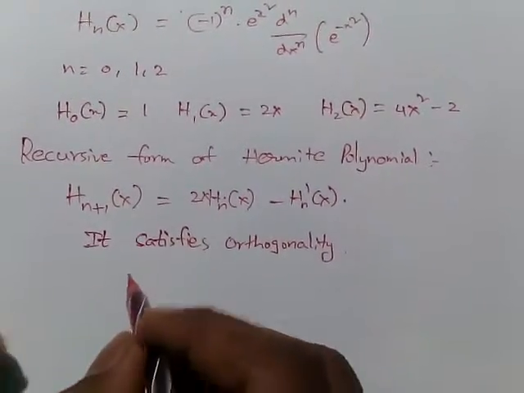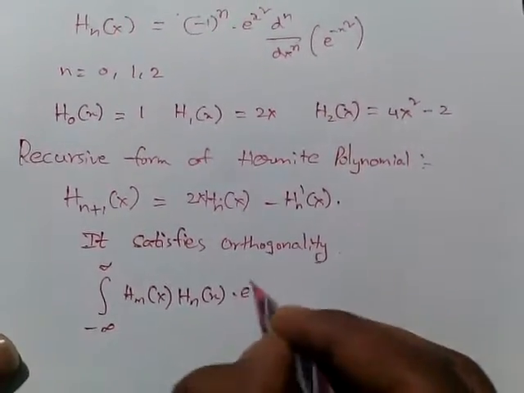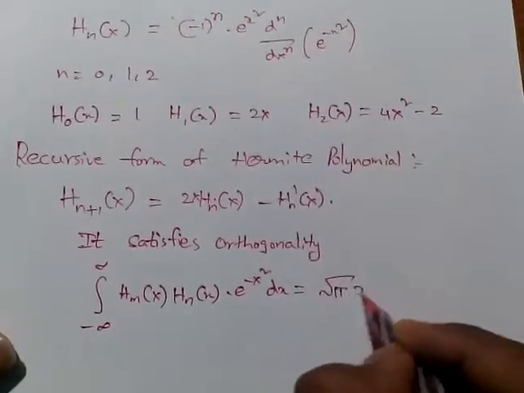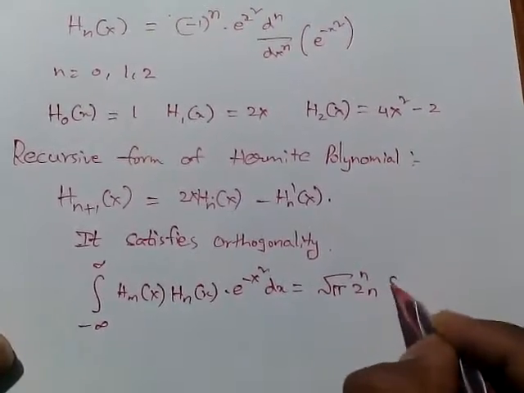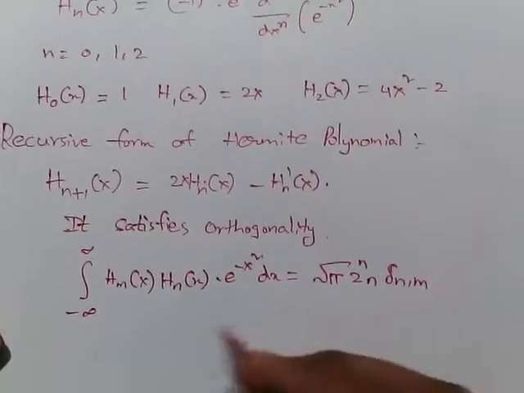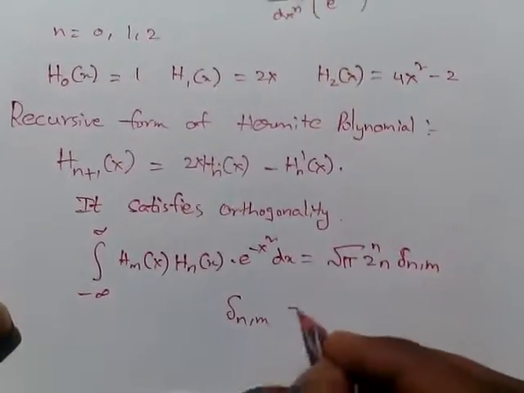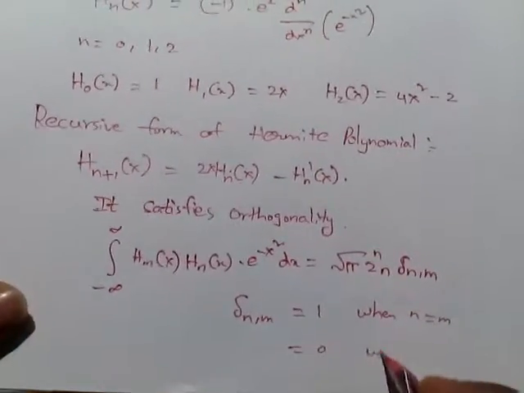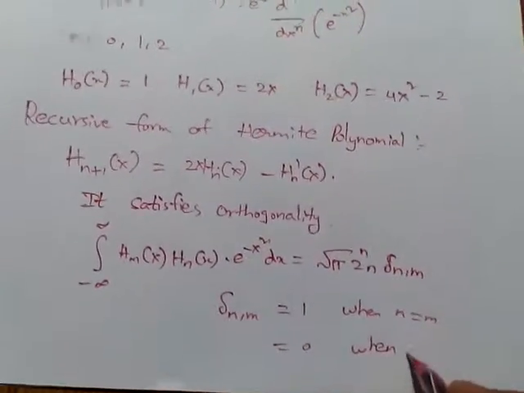As it satisfies orthogonality, we can write this equation: the integral of Hn(x) Hm(x) e^(-x^2) dx is equal to root pi 2^n n factorial into Dirac delta function n comma m. Dirac delta function, we know that it is 1 when n is equal to m, it is 0 when n not equals to m.